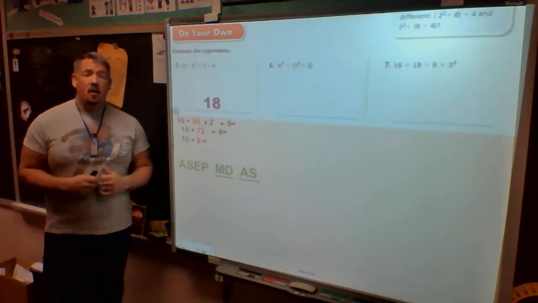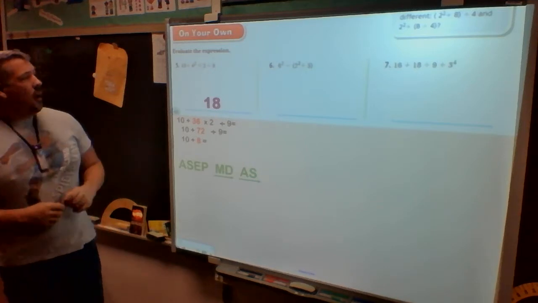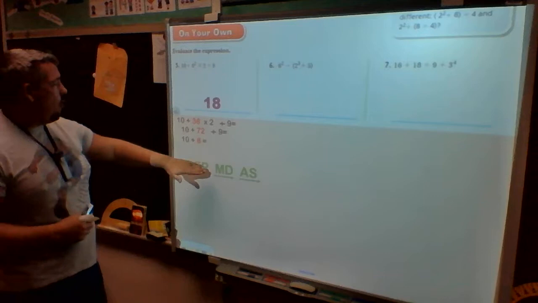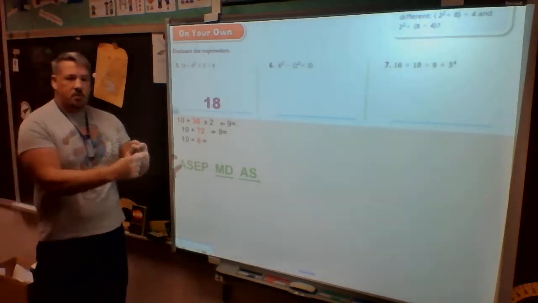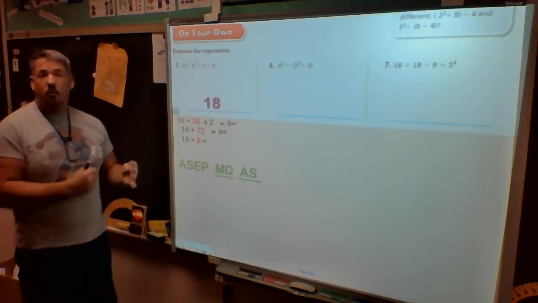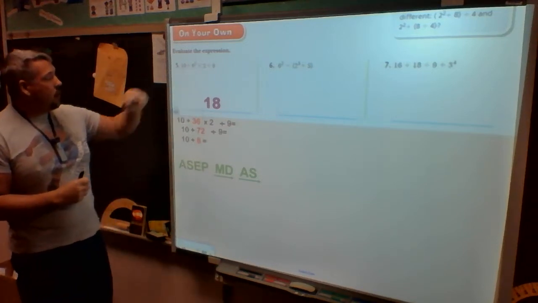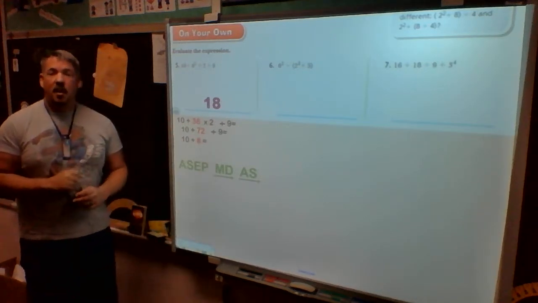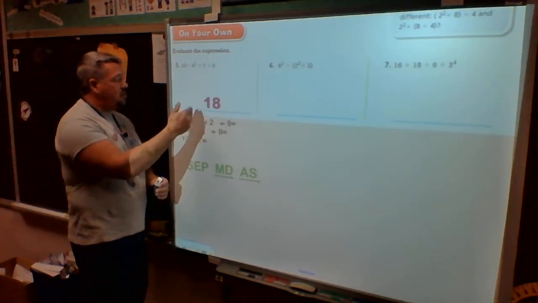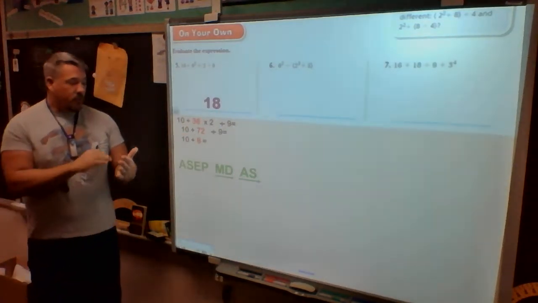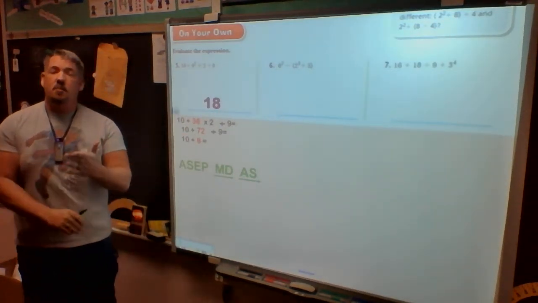So I hope that you have done your work as I asked. As we look at how this is set up, in my order of operations, I don't have any absolute value, I don't have any square root, I have one exponent, and I don't have any parentheses. So I should have started with my exponent, which was 6 times 6, which gave me 36, and I rewrote it as 10 plus 36 times 2 divided by 9.